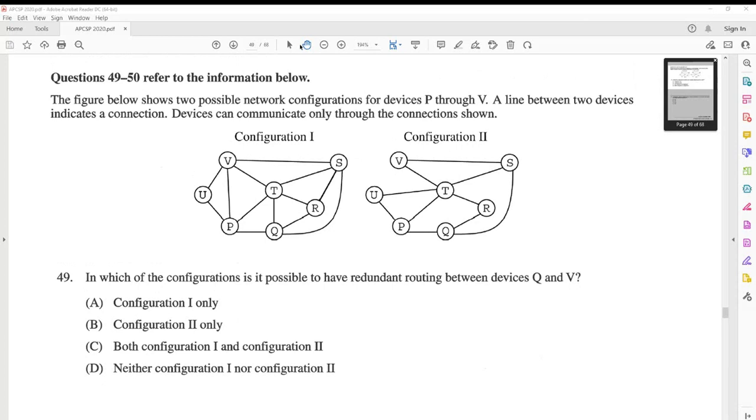Number 49 is a graph problem. We have configuration 1 and configuration 2. Which one possibly has a redundant path between Q and V? Q here, V here, yes for 1. For 2, Q and V, yes. So both have redundant paths.